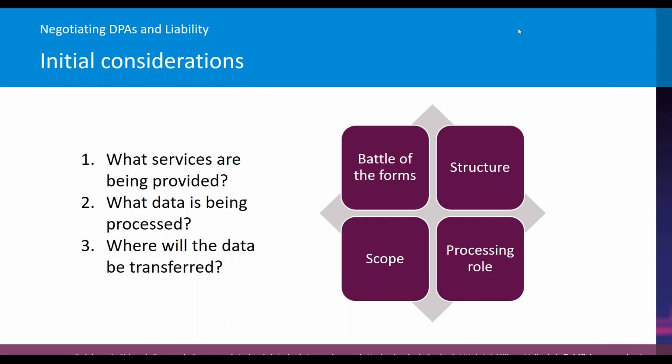And then also in terms of scope, just thinking through, do you need this data processing agreement or addendum to cover not just you as an organisation, but also your affiliates and other parties that may be using the services under the MSA. So just making sure that in terms of the scope, it covers all of the entities that need to be protected by those data protection terms.